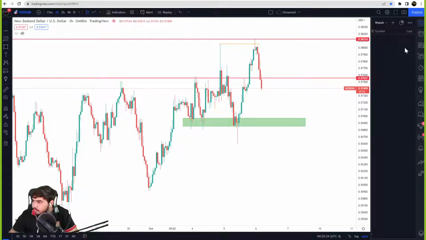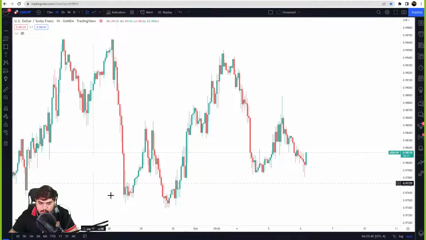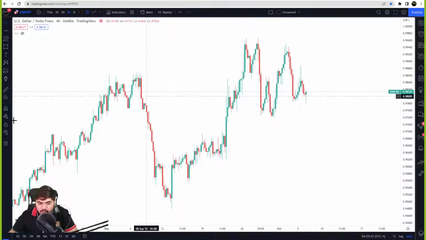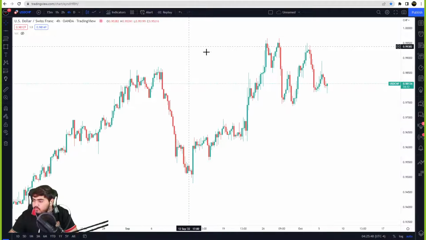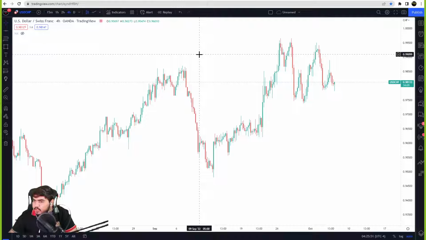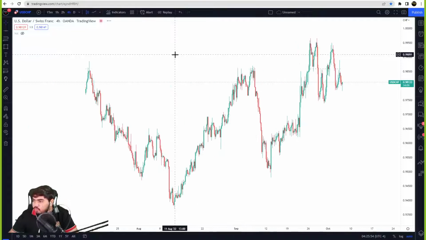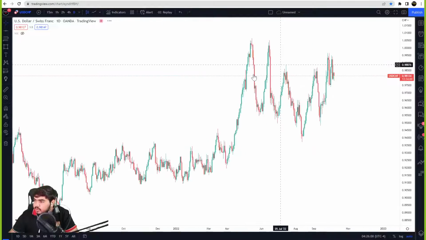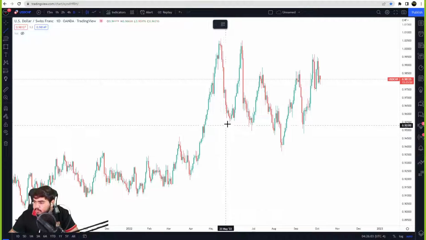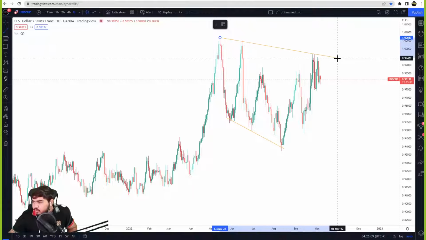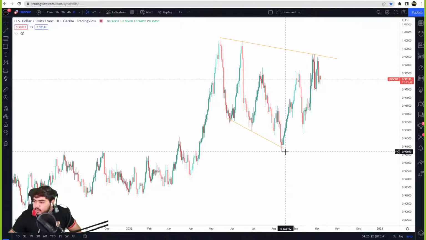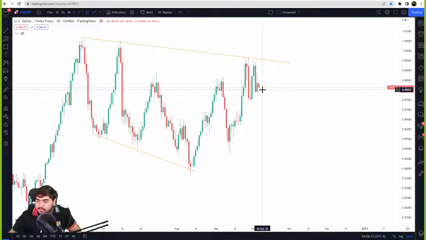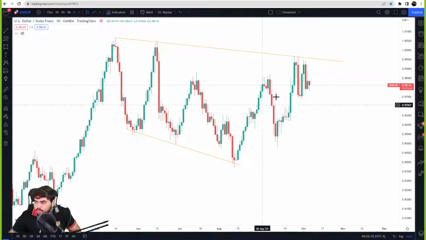Moving forward to the USD CHF, I'm going to remove everything from this chart and have a look at the 4 hour time frame. On the broader degree, on the daily time frame, it is ranging right now, and we have made some sort of expanding wedge pattern. There are different names for this pattern, but it is making overall a range here.